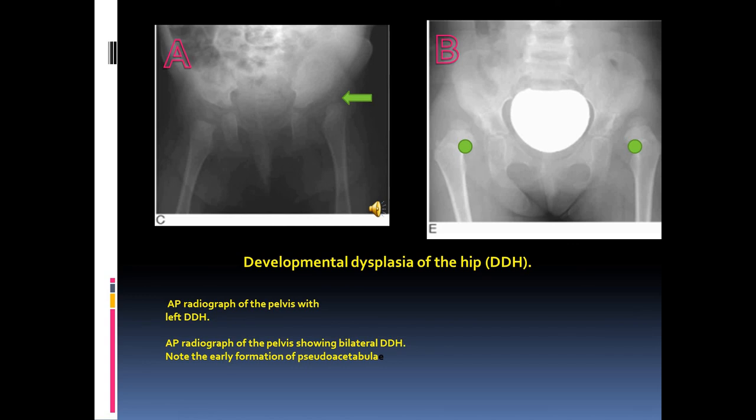So this is the left hip for left DDH, while in image B you can detect both hips are abnormal if you try to draw the Shenton line or even Perkin line. You can detect there is abnormal site of the epiphysis, and even the Shenton line on both sides is interrupted. So this represents also bilateral DDH and even abnormal acetabulum.